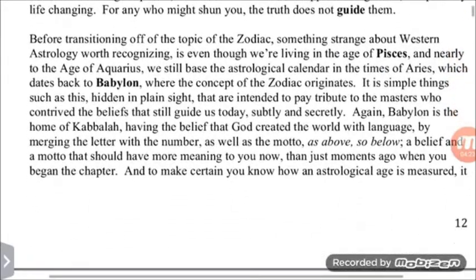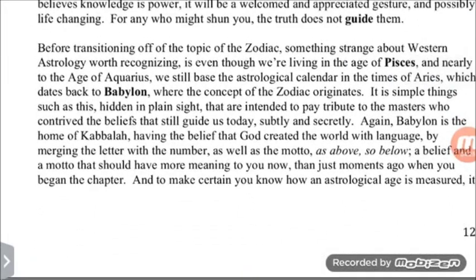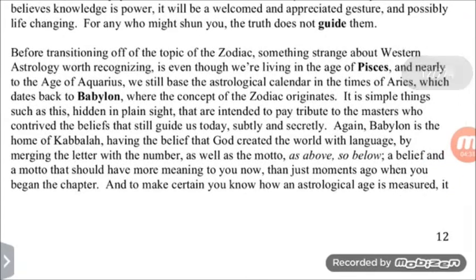Before transgressing off the topic of the zodiac, something strange about Western astrology worth recognizing is even though we're living in the age of Pisces and nearly to the age of Aquarius, we still base the astrological calendar in times of Aries, which dates back to Babylon, where the concept of the zodiac originates.